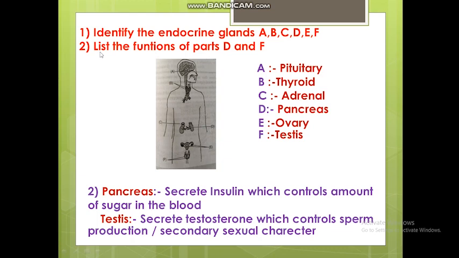The second question is, list the functions of the part D and F. Part D is pancreas. It secretes the insulin which controls the amount of sugar level in our body. The part F, it is showing the testis. They secrete testosterone which controls the sperm production and controls the secondary sexual characters.